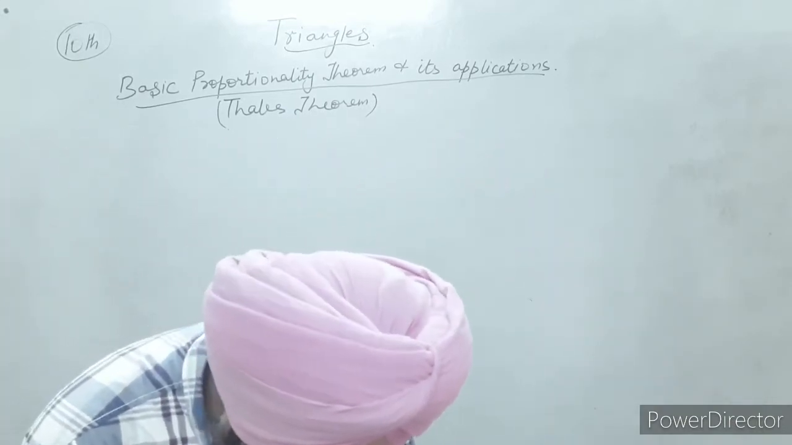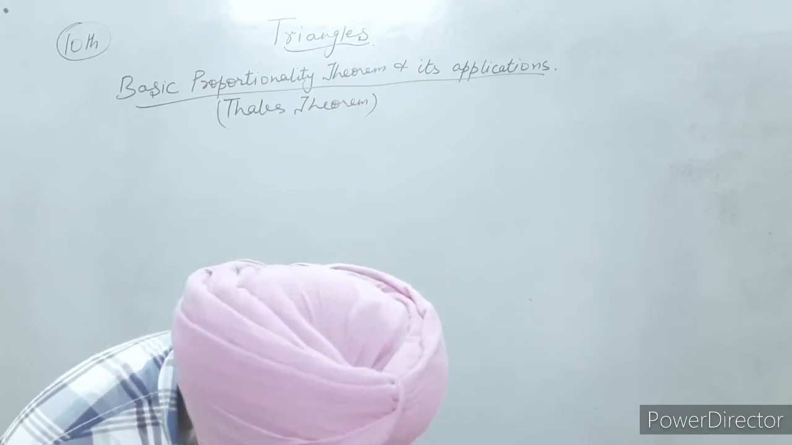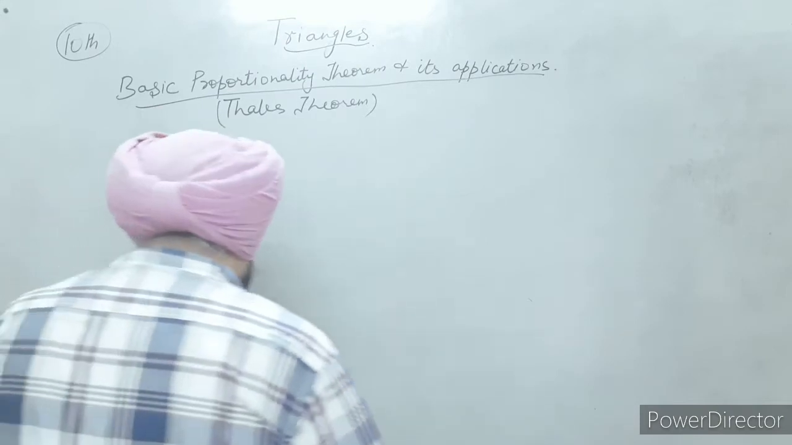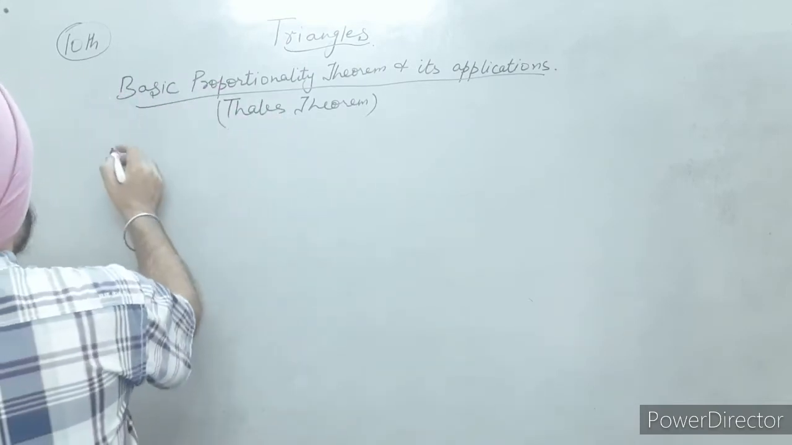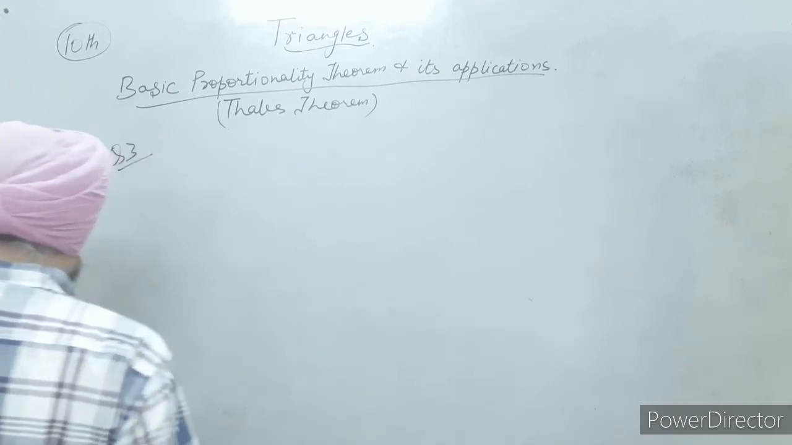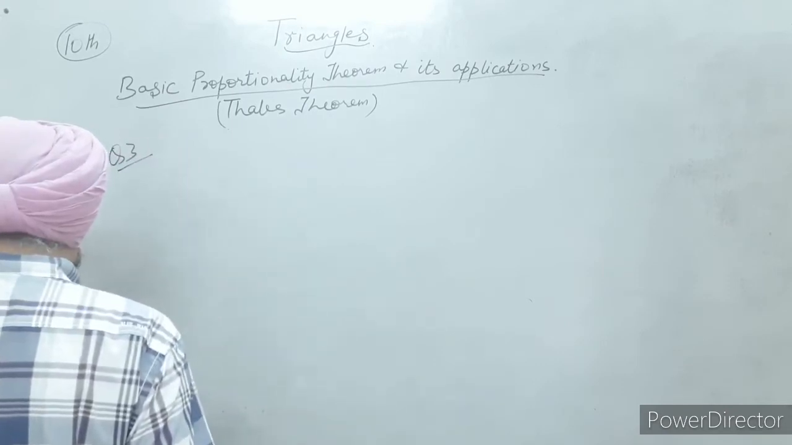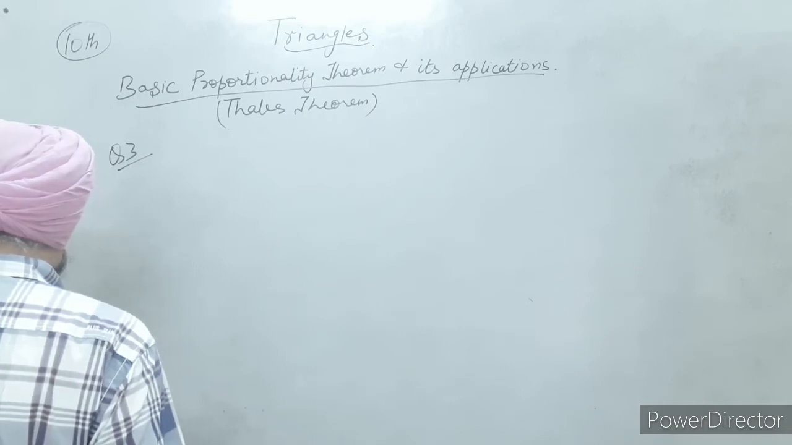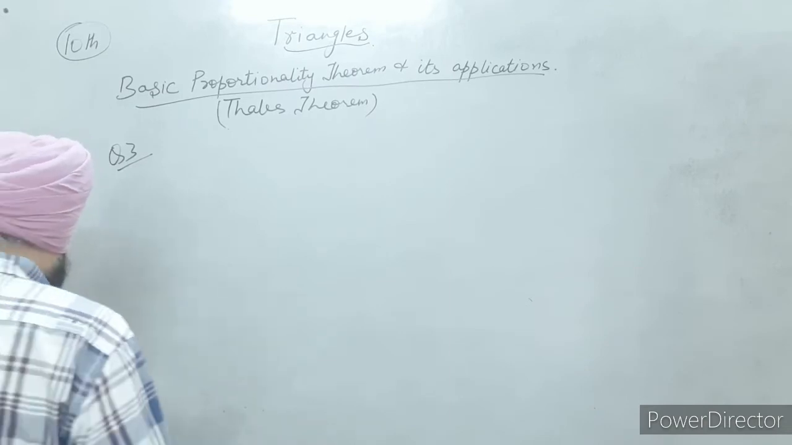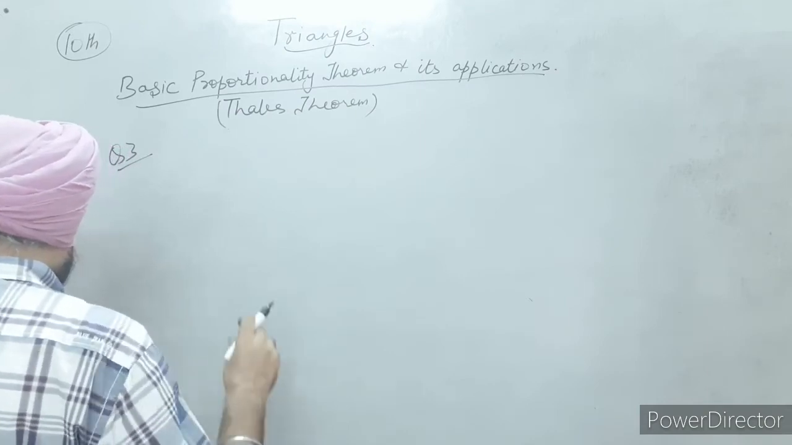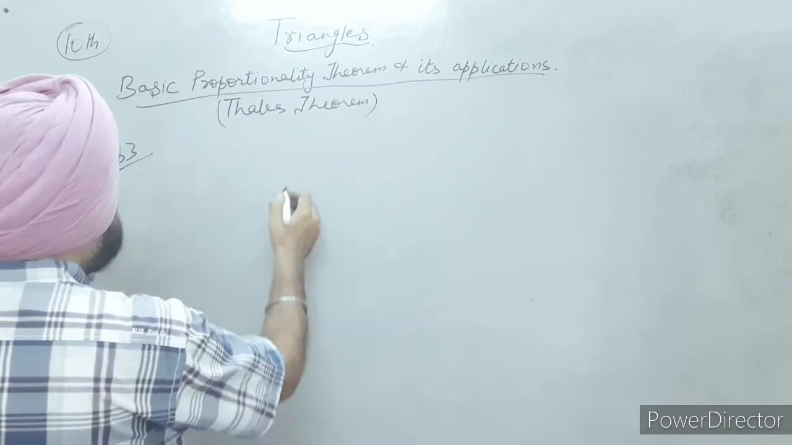Now, one more question. It's again a very easy question. Question says, question number 3rd. Question is, A, B, C are points on OP, OQ and OR respectively such that AB is parallel to PQ. Triangle is PQR.